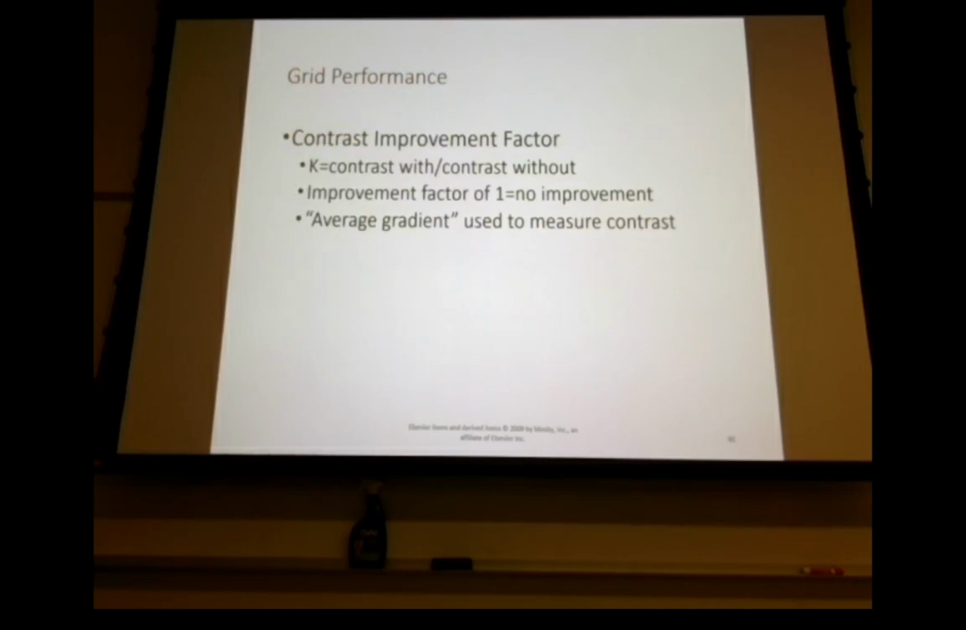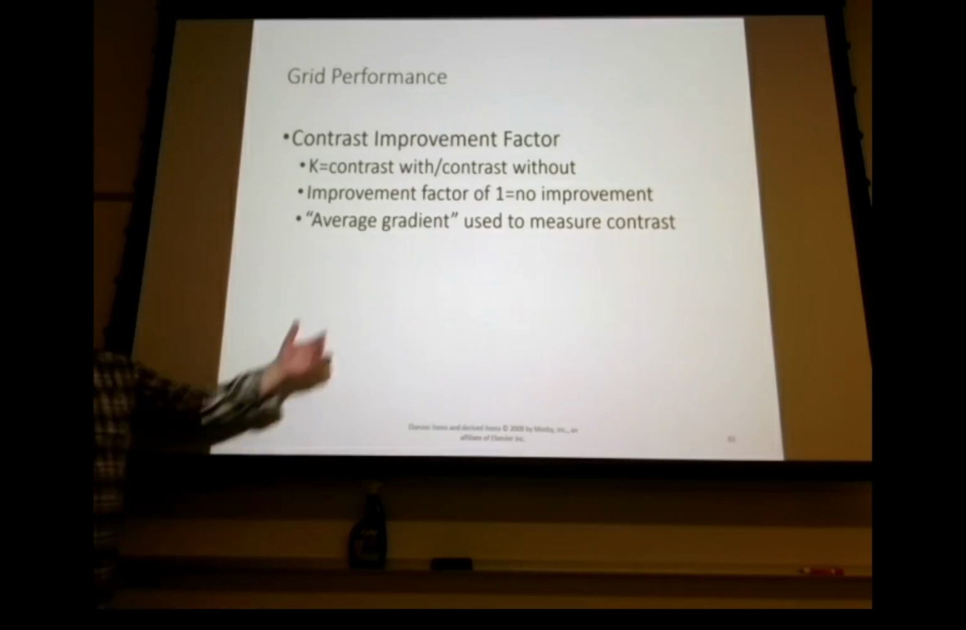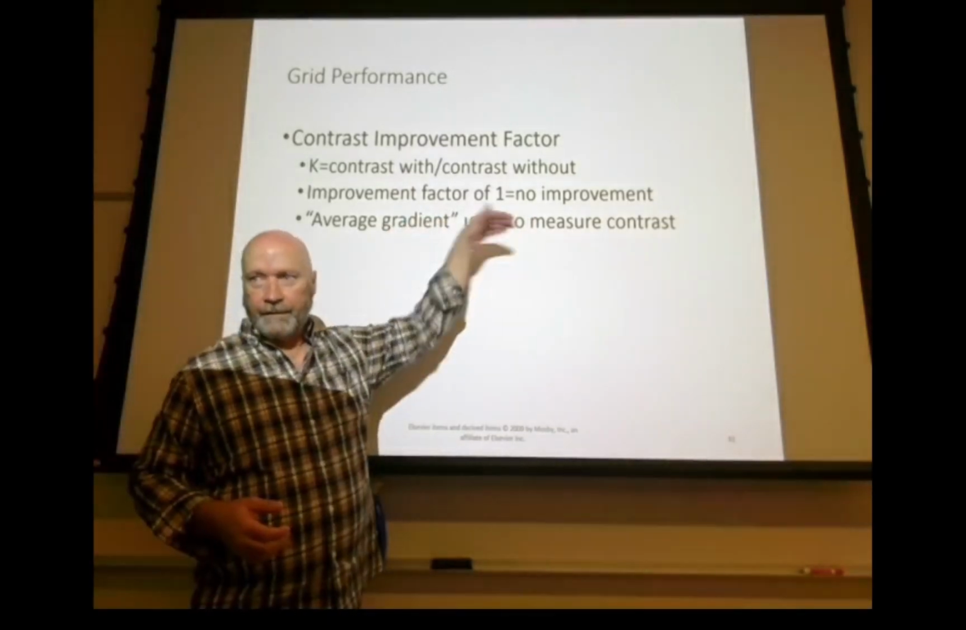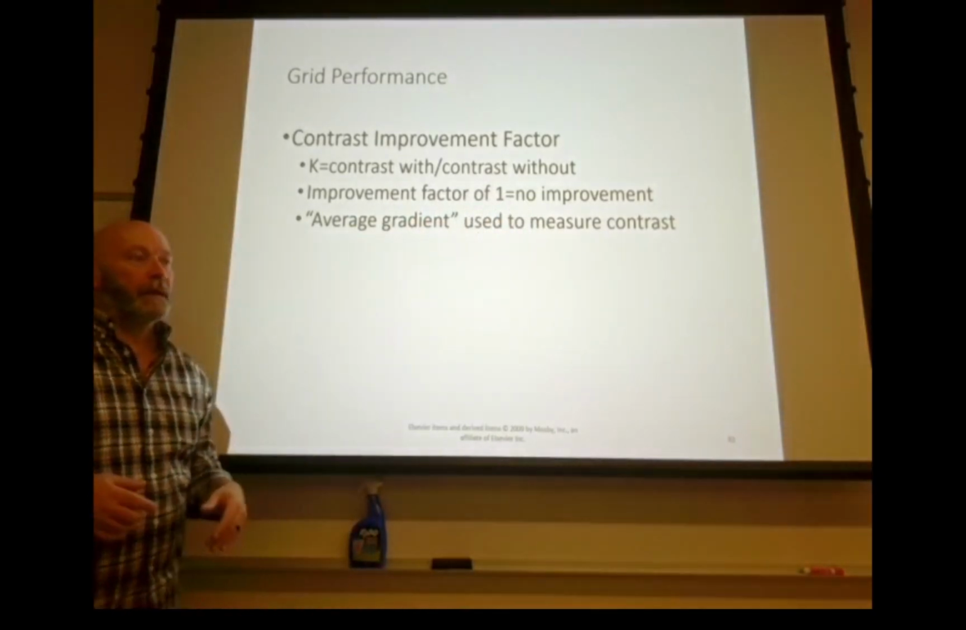So contrast improvement factor, we talked about that already. That's cleanup. How much contrast do you gain by the use of a grid? So the higher the ratio grid, the better the contrast improvement factor. And it's just a mathematical comparison between the contrast you would expect to see with a grid versus without a grid. So if you have no improvement, then your contrast improvement factor is 1.